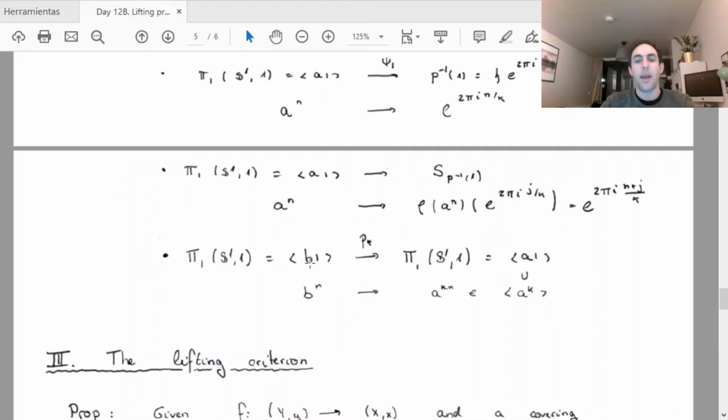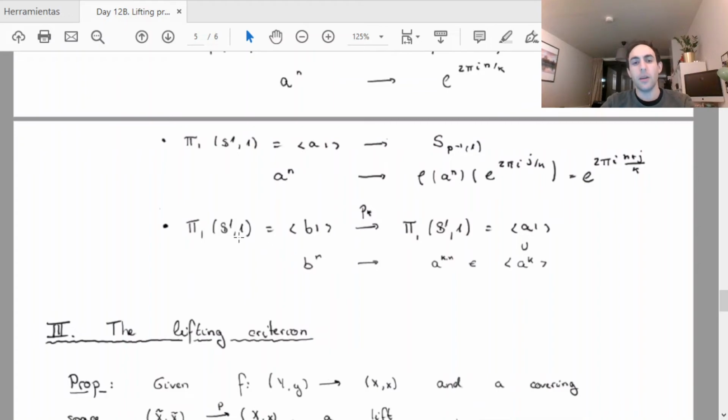All right, and lastly, here we have the fundamental group of the covering space. So I denote it differently. I denote it as being freely generated by B, and the way in which it maps to the fundamental group of the base is by mapping B to A to the K. As such, the image subgroup is the subgroup generated by A to the K.